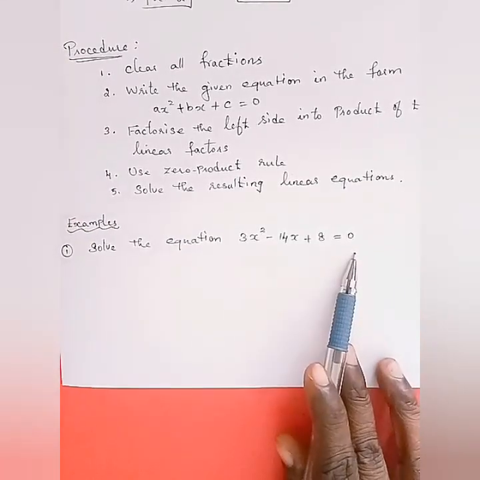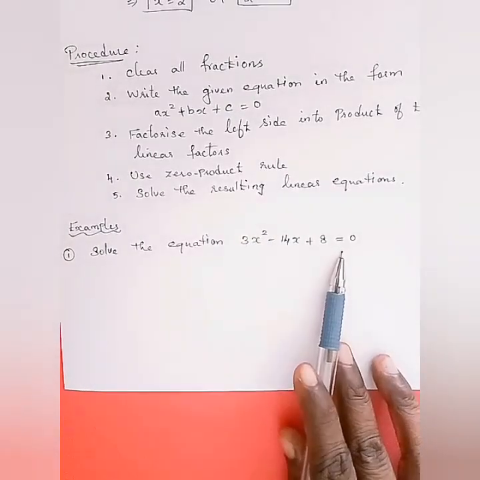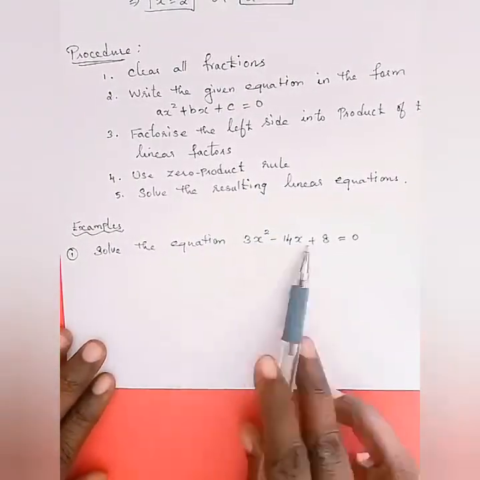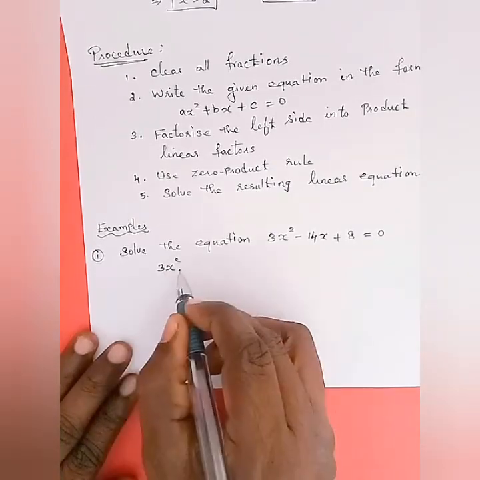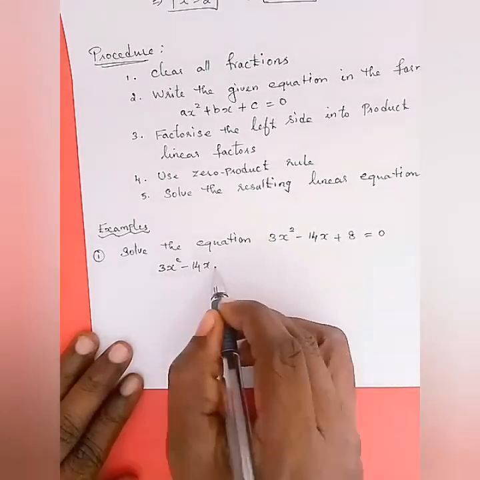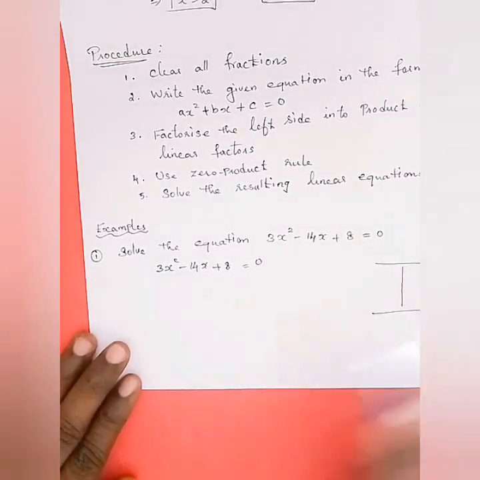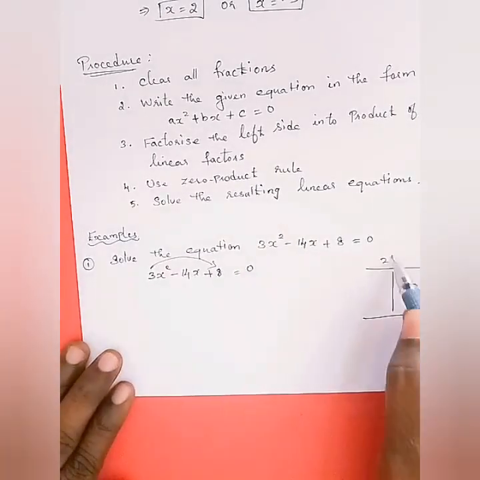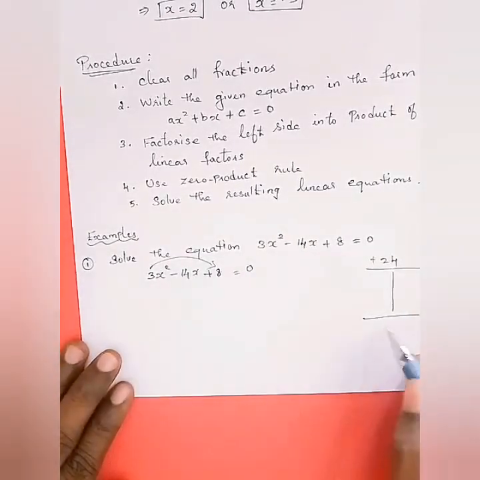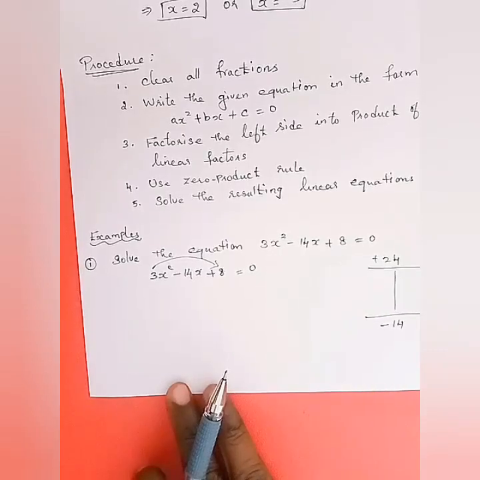to 0. Clearly it is in the form of ax square plus bx plus c equal to 0. Now we are going to factorize the left hand side. So that is 3x square minus 14x plus 8 is equal to 0. So I am going to factorize the left hand side. Now 3 into 8, 3 8s are 24, that is plus 24, and here minus 14. I am going to use the split the middle term. That method I am going to follow.